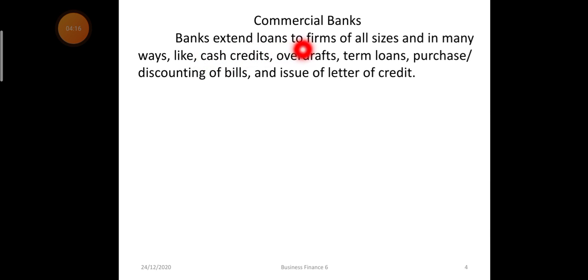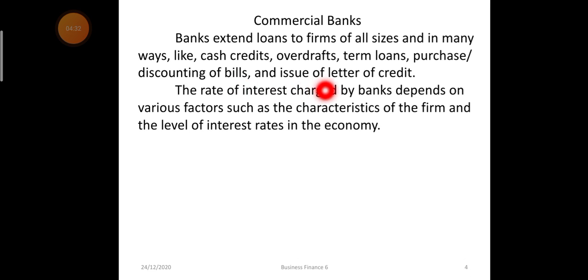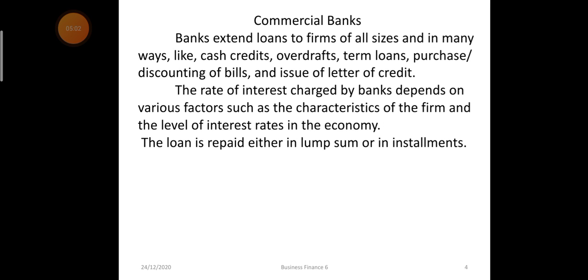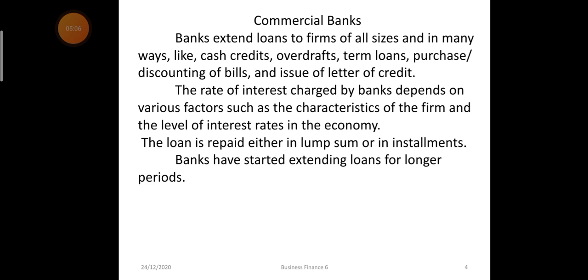Otherwise the banks extend loans to the firms generally in the form of cash credit, overdraft, term loans, purchasing and discounting of bills, and issue of letter of credit. Commercial banks. The rate of interest charged by the bank depends upon various factors, generally the RBI's monetary policy, where the RBI decides the rate, and on that the banks add their expenses and charge a little higher rate of interest. So the rate depends upon various factors, including the level of interest rate in the economy, which is fixed by the RBI. The loans can be repaid in lump sum or installments. Now the banks have started extending loans for longer periods. Earlier they were not allowing.